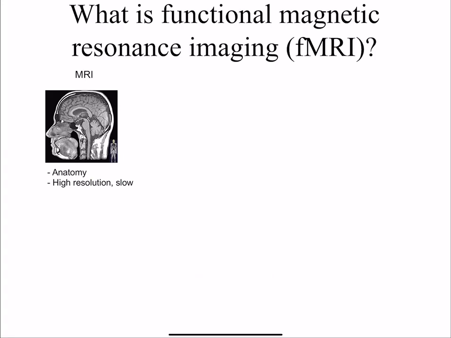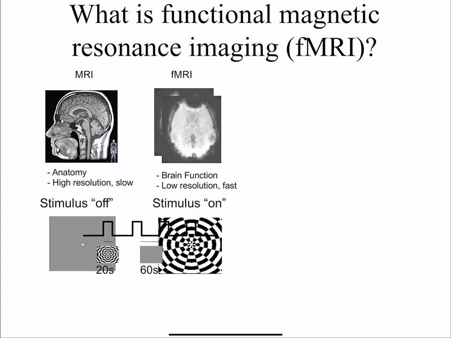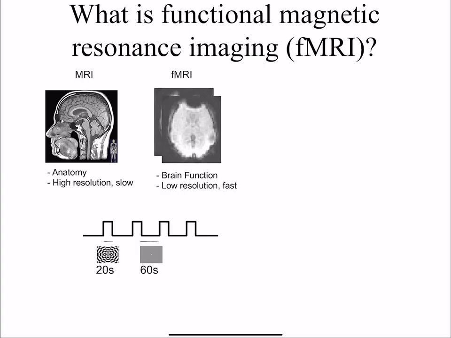So typically in an fMRI exam, we will acquire an anatomical because we want to have a nice picture of the brain so we can see where things occurred. But then we'll also follow that up with a sequence of images.